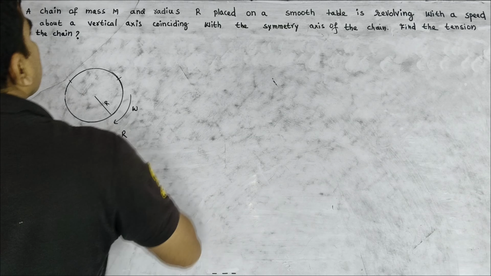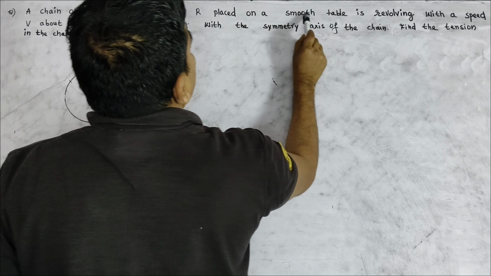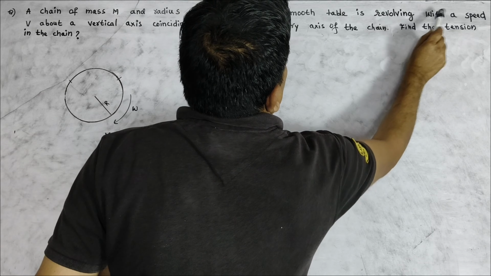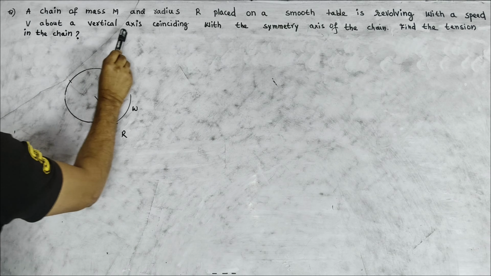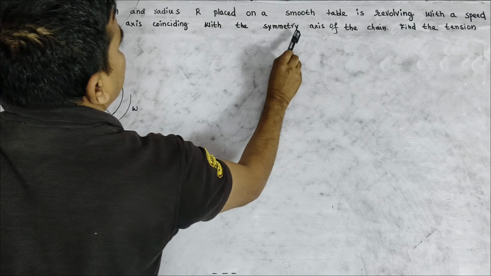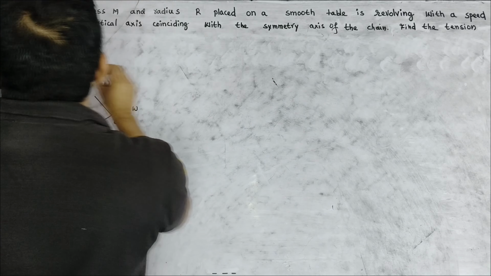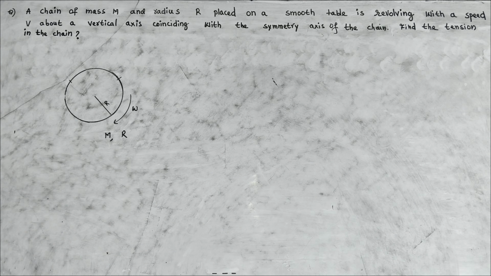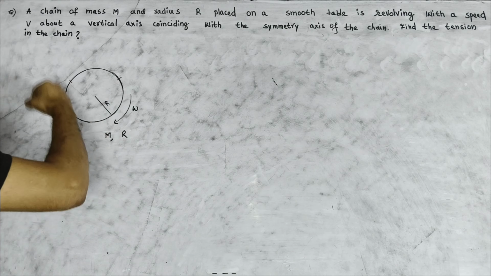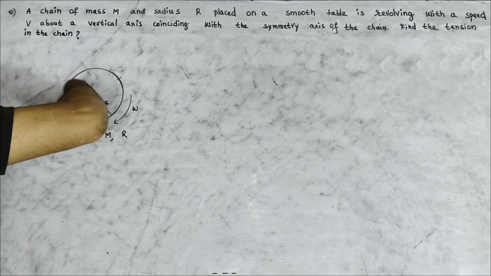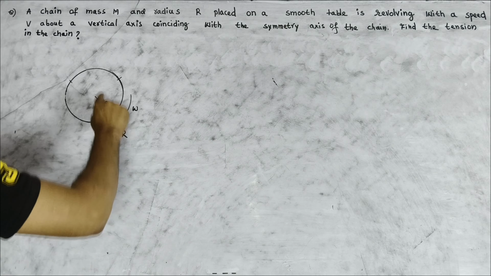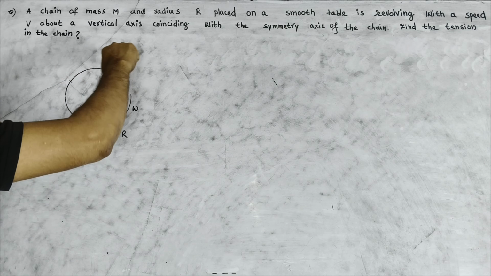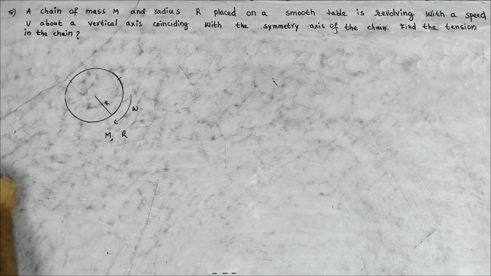A chain of mass m and radius r placed on a smooth table is revolving with a speed v about a vertical axis coinciding with the symmetry axis of the chain. Find the tension in the chain. After reading the question, we got some points. The chain of mass m and radius r is revolving in a circular path with angular speed omega.